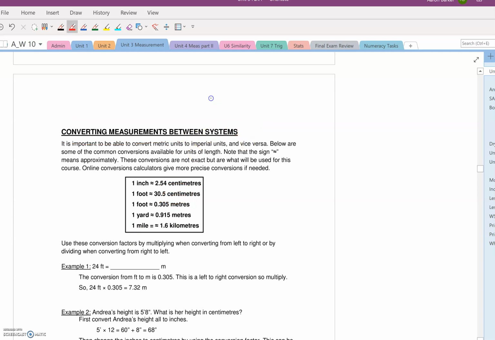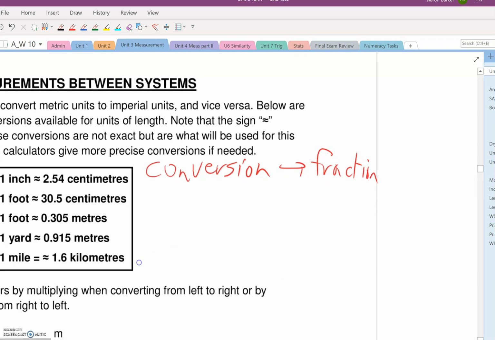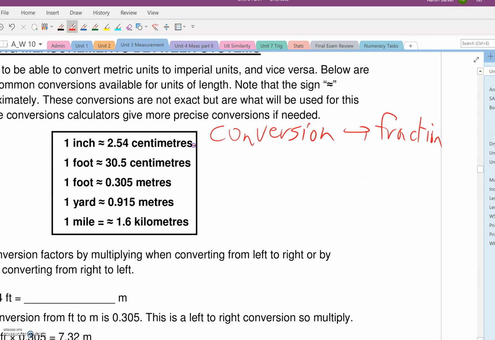When we're doing this online, there are online conversion websites that we can use that will give you more precise values, okay? So for us, what we have to do is find a conversion factor. We're going to take our conversion factor and make it into a fraction. For example, 1 inch and 2.54 centimeters can become 1 inch over 2.54 centimeters, or you can have it flipped and have 2.54 centimeters over 1 inch.